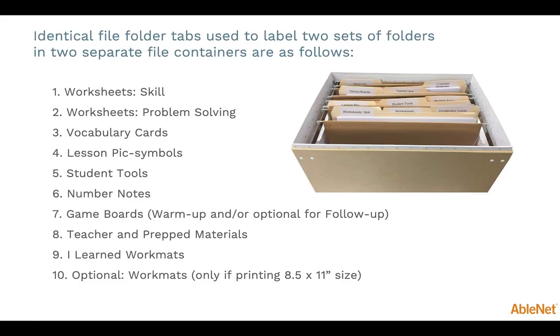Divide the 20 file folders into 2 sets of 10. Label both sets of file folders with the headings that are in the organizational handout and seen here. The file folders will include places for skill and problem-solving worksheets, vocabulary cards, lesson pick symbols, student tools, number notes, game boards, teacher prepped materials, I Learned work mats, and optional student-sized work mats if you plan to print work mats on 8.5 by 11-inch paper. Once you've labeled the folders, again that's 2 identical sets, you will now have 1 set of folders for the current lessons you are teaching, and the second set will be for the next section of lesson materials.